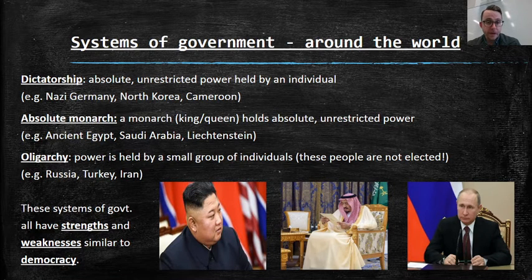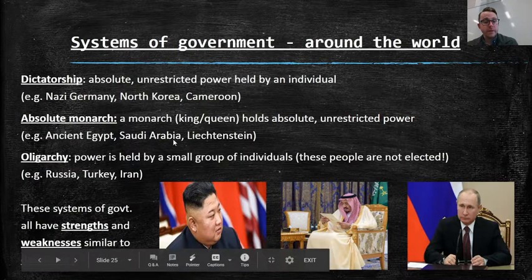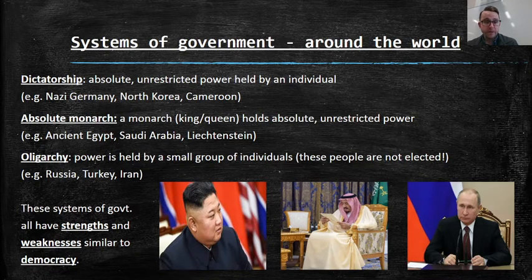Cameroon is a nation in Africa, which is also a dictatorship. Those are modern day examples compared to Nazi Germany. If you're looking for an absolute monarch, a monarch is a king or a queen. It's a monarchy. You guys hopefully remember this stuff from year 8, feudal Europe. So it's royalty, and a monarch, similar to a dictator, holds absolute unrestricted power.